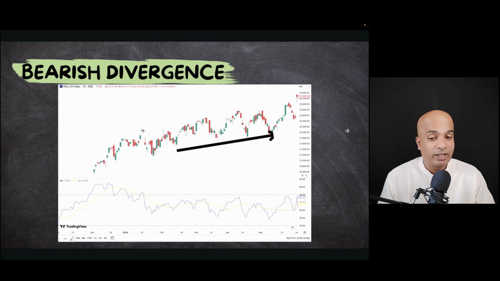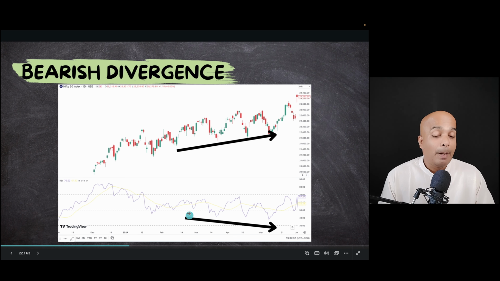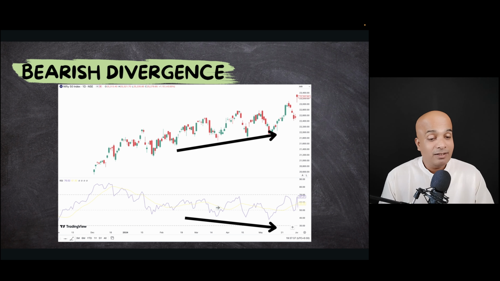For example, if you look at this Nifty chart, price is continuously making higher highs, higher lows, higher highs, higher lows, which means price is in a strong uptrend. Whereas RSI made lower highs and lower lows, which means many times we got bearish divergence, right? Because of this bearish divergence, if you would have taken a short trade, you would have lost money.